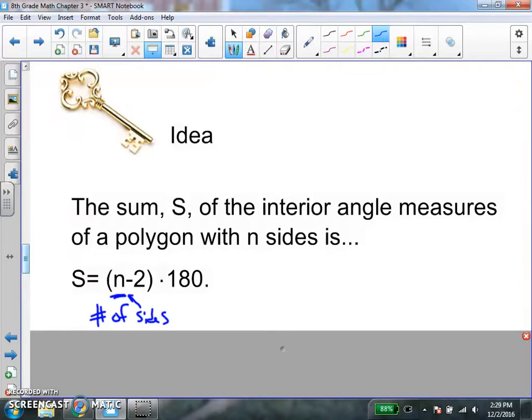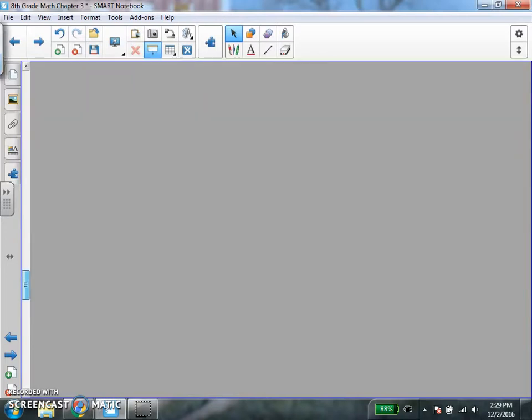Again, it might be a little confusing right now. Don't worry about it. Once I go through a few examples, I think it'll become a little bit more clear to you. All right, let's move on to that first example.